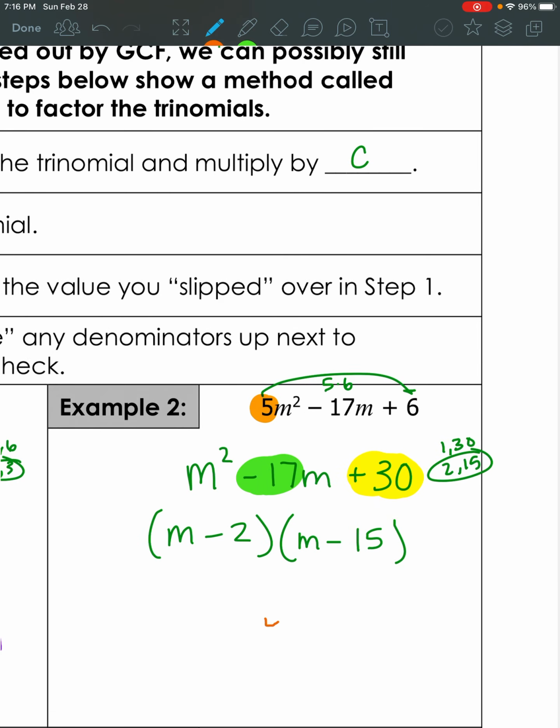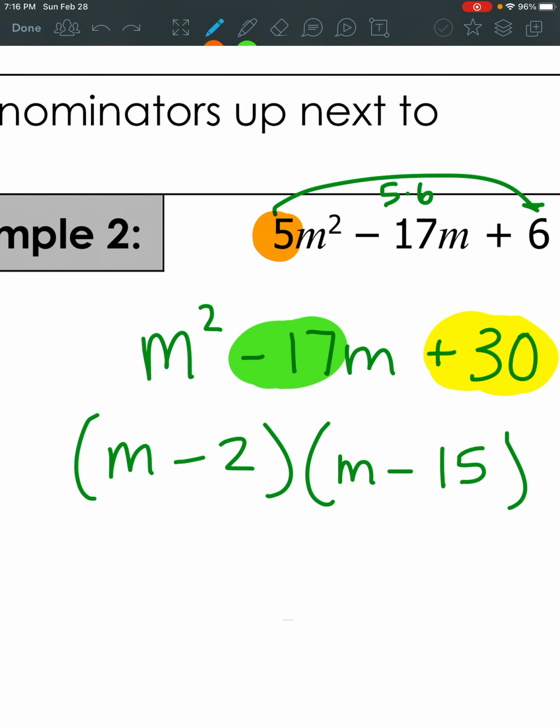So I'm going to divide this negative 2 by 5 and the negative 15 by 5. Now, negative 2 over 5, we can't do anything there. But 15 over 5, we can simplify that to 3. So we will take this 5, and I want to make sure I'm keeping it consistent to what I did over here. This negative 2 over 5, we will slide that 5 in front of the m. So we end up with 5m minus 2 as one of the binomials.